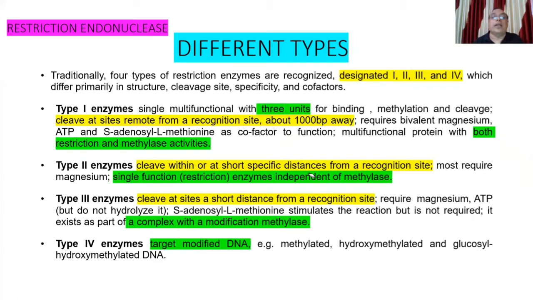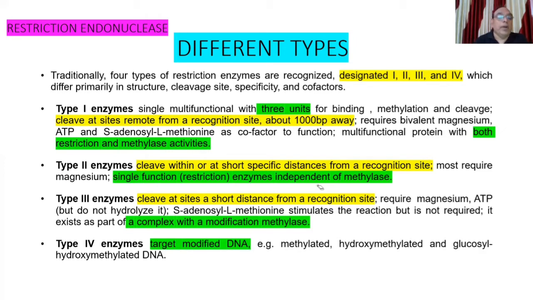There is another monomer enzyme which causes methylation. So here most require magnesium, and it is a single function restriction enzyme independent of methylase. That is, unlike type 1 enzyme, it does not cause methylation, but it only causes restriction, that is staggered end breaking of the DNA.